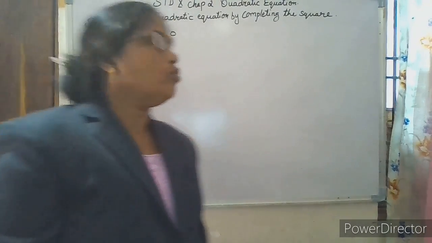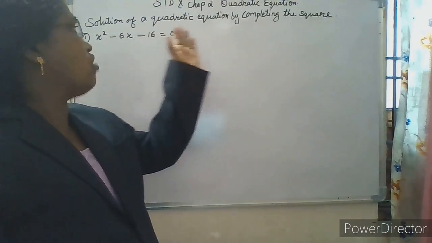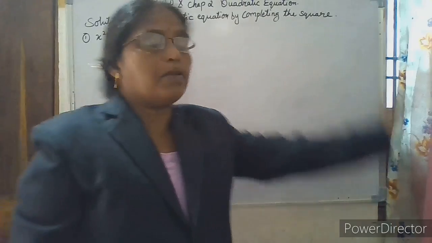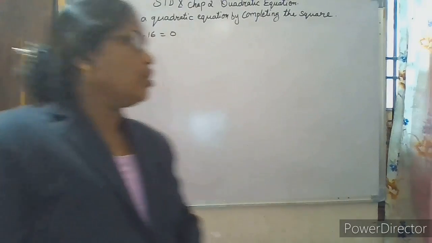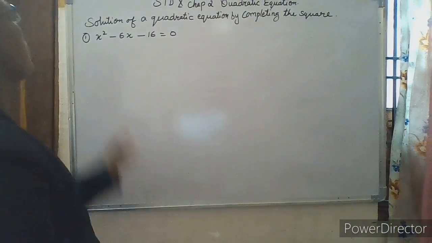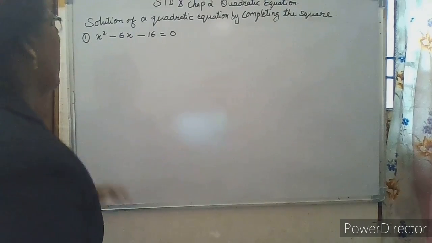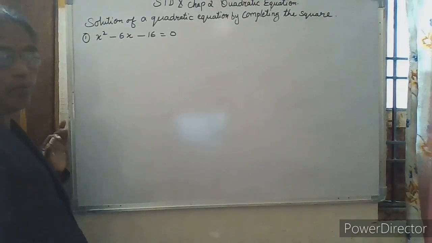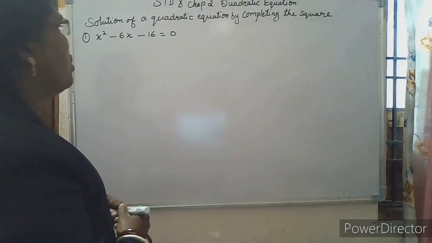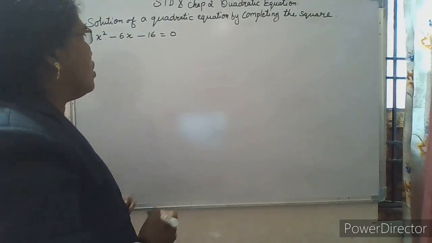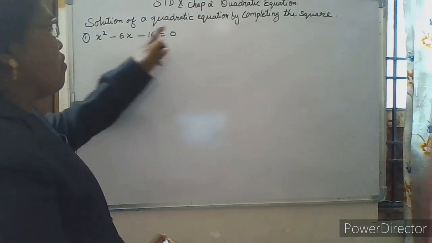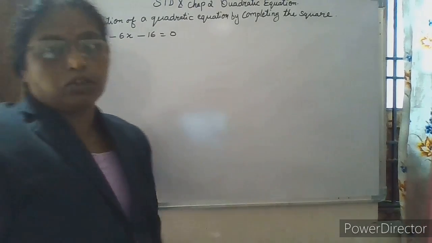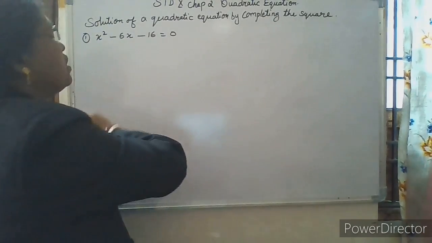Students, today let us learn solving quadratic equation by the completing the square method. For this method I have taken one example here: x squared minus 6x minus 16 equal to 0. In the previous video you have learnt how to solve a quadratic equation by the factorization method, by splitting the middle term.